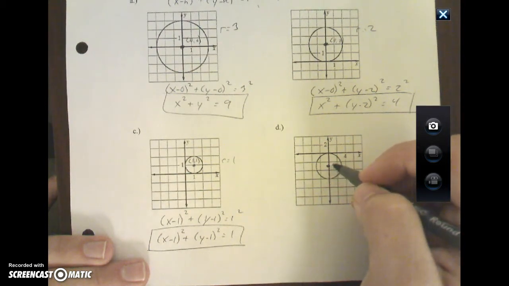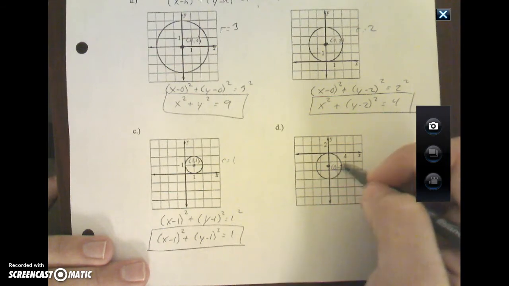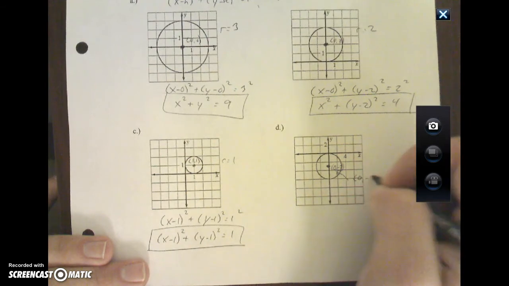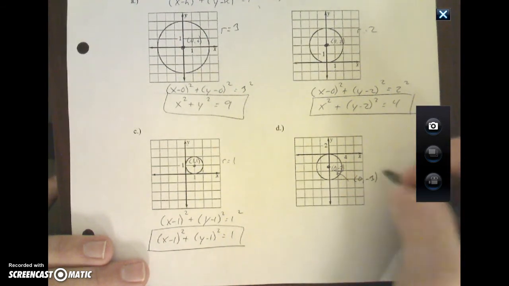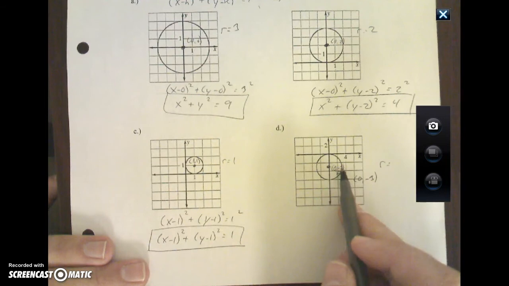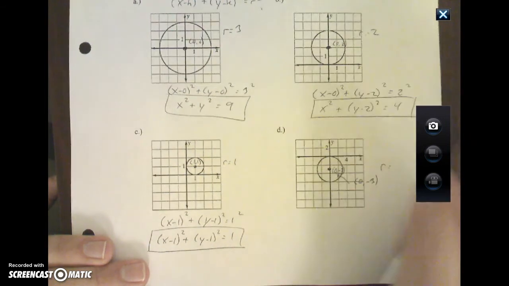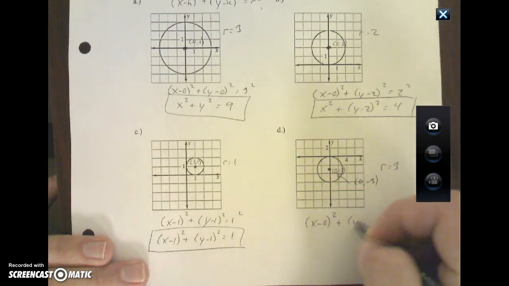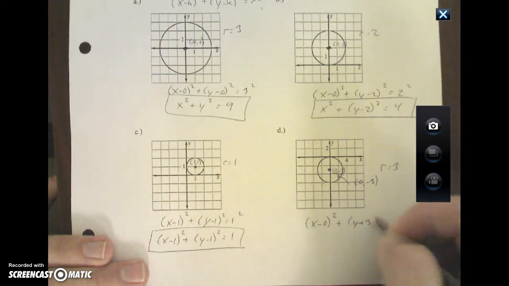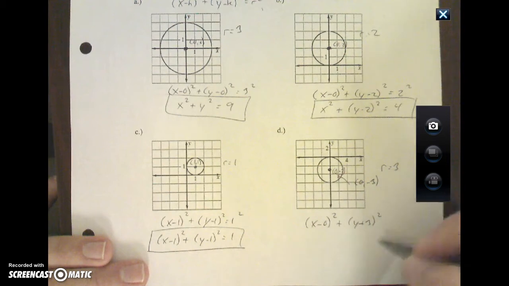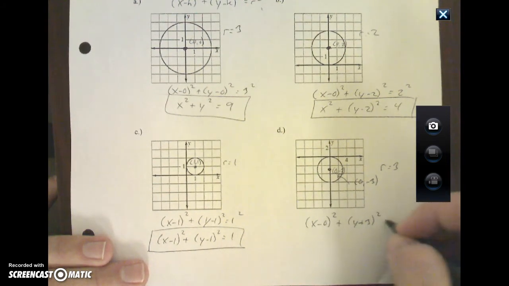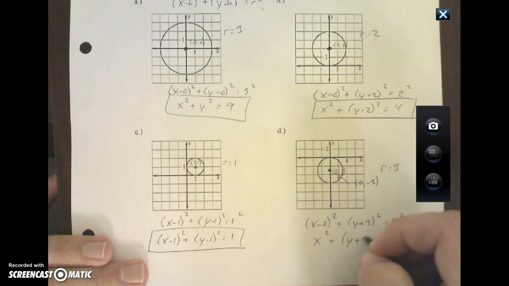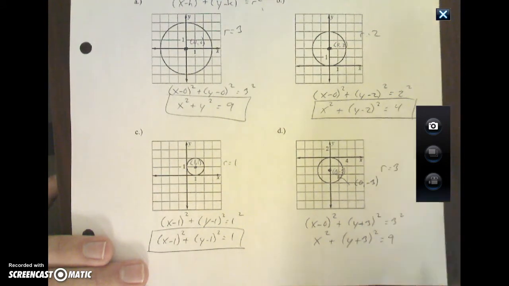So the point here in the middle would be 0, -3. That's probably really hard to see. 0, -3. And your radius would therefore be just 3. So I'm going out 3. So I got x minus 0 squared plus y plus 3 squared. Notice it's the reverse sign of it. Equals 3 squared. X squared plus y plus 3 squared equals 9.